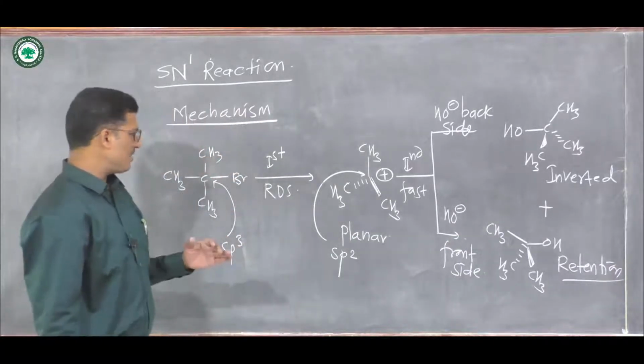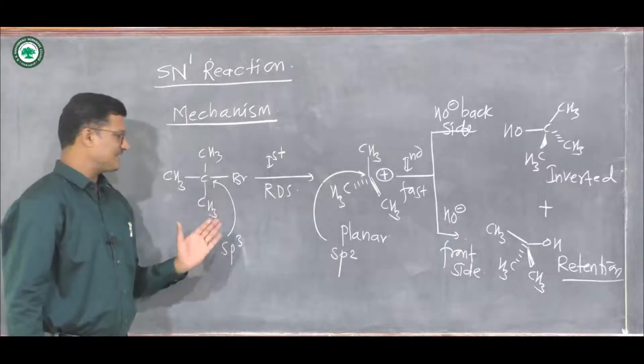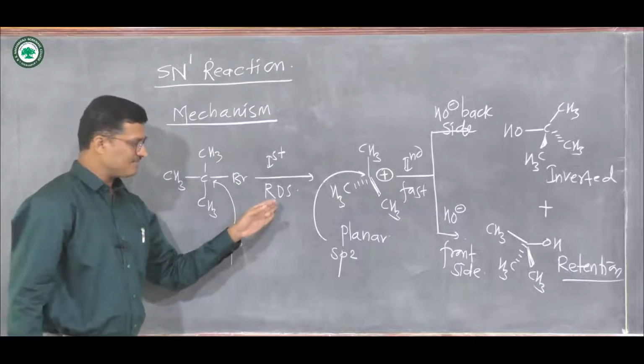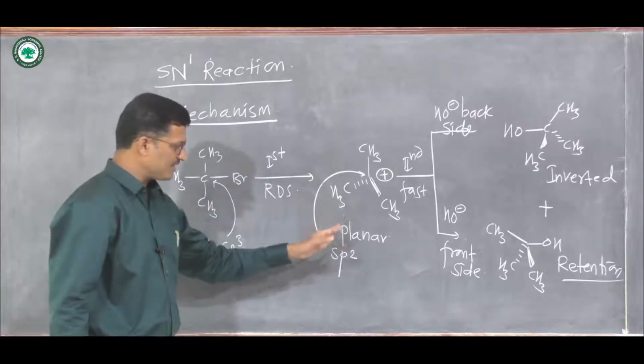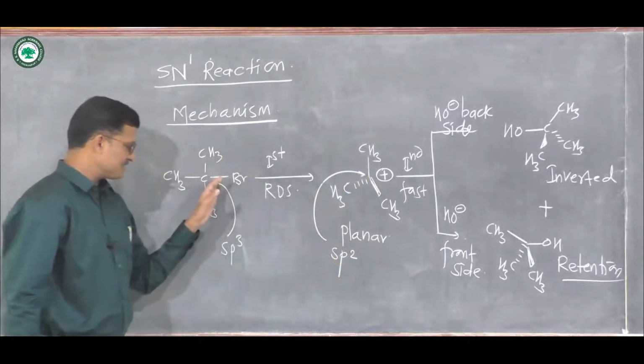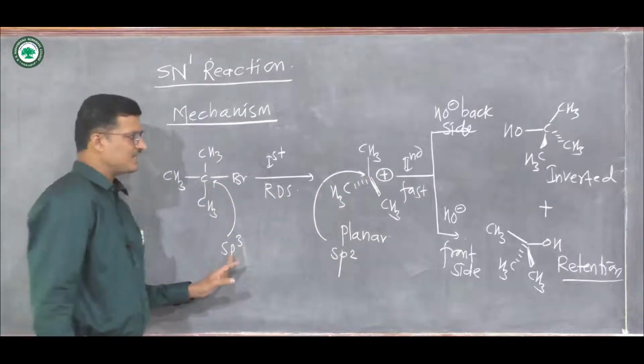So this is a simple mechanism of SN1 reaction. There is a substrate. That first step is a rate determining step. There is a formation of a carbocation. It is planar in nature. Carbocation having sp2 hybridization, your substrate having sp3 hybridization.